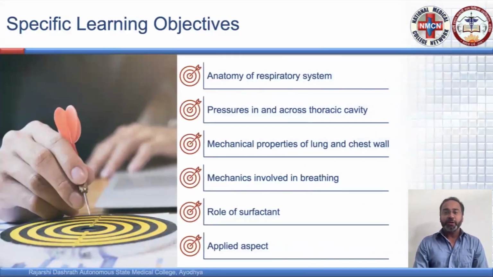I would be discussing today's session under the following headings. First of all, the anatomy of respiratory system. Then we'll talk about few pressures which act in and across the thoracic cavity. Then we'll discuss mechanical properties of the lung and chest wall. And finally, what are the mechanics which are involved in breathing? Then few lines about role of surfactant, and finally the applied aspect of today's topic.